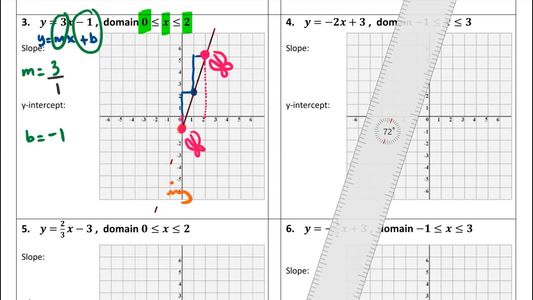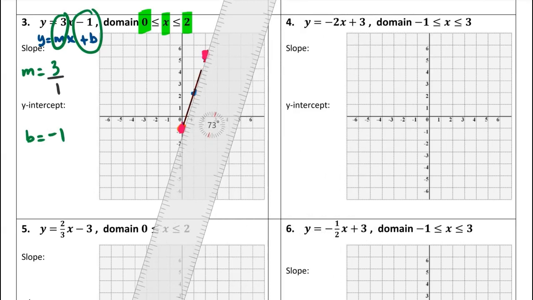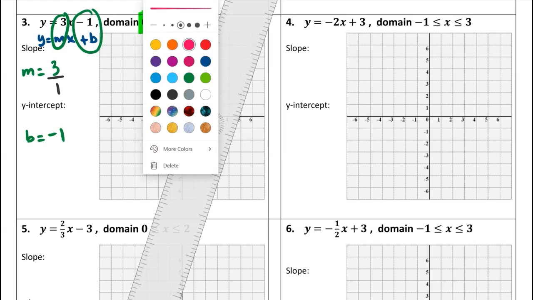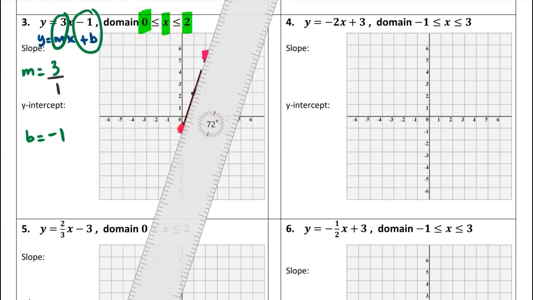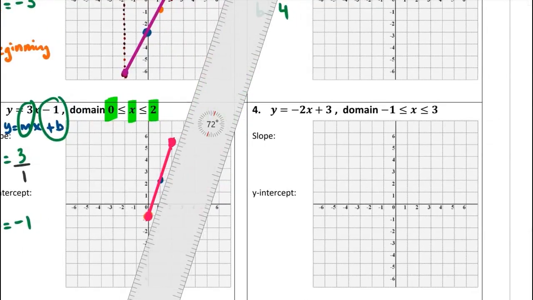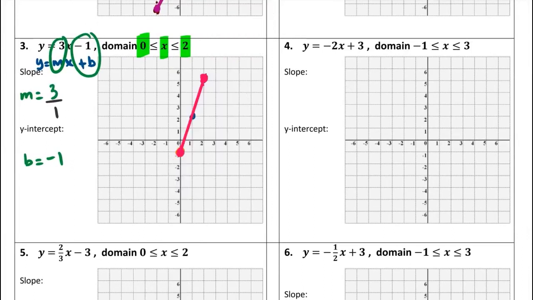Okay, we erase everything else, but keep the one in between. And now we make this one darker. That's it. That's the answer for number 3.